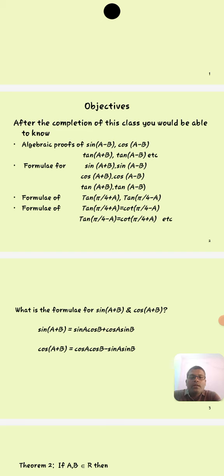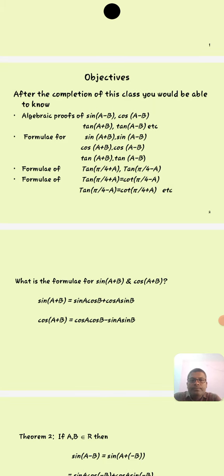So, to complete in this class, you learn about these total formulas of compound angles. What is the formula of sine of a minus b and sine of a plus b, cos of a plus b, cos of a minus b, and tan of a plus b and tan of a minus b? Okay, we have to be ready to learn about these types of formulas.